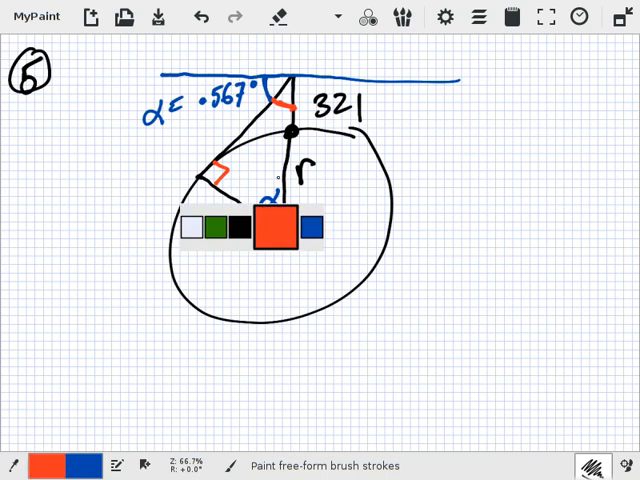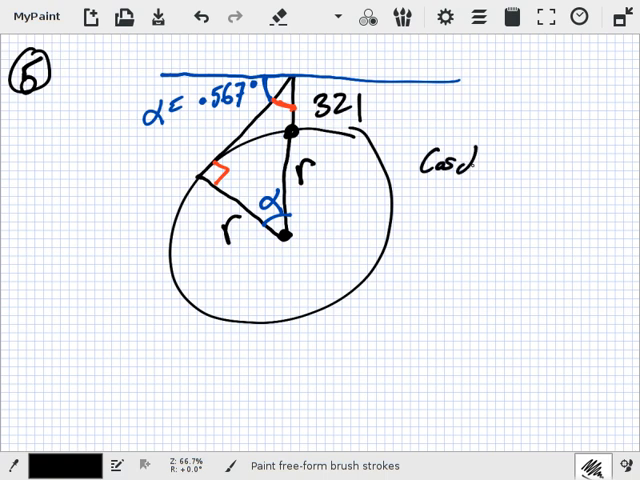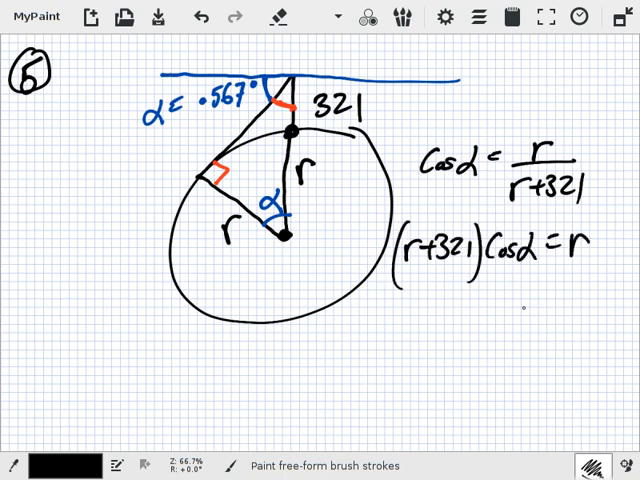It is alpha. Now we can say cos alpha equals r over r plus 321. Cos is adjacent over the hypotenuse here. So we can say r plus 321 cos alpha equals r. So that's r cos alpha plus 321 cos alpha equals r.